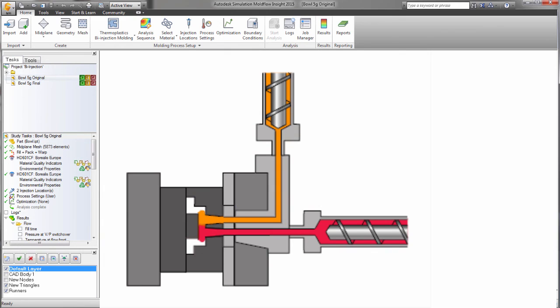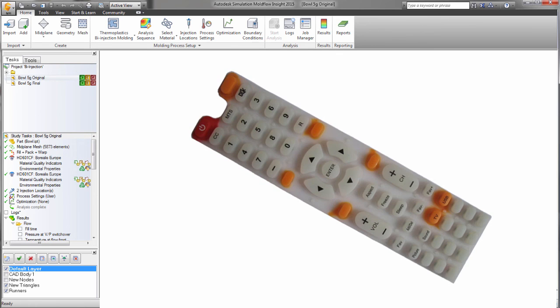In bi-injection molding, two materials are injected into the mold at separate injection locations, which are controlled independently by two different injection units. Typically, the two materials are actually the same material, but with different colorants, to produce decorative parts that have a soft boundary between the two different colors.